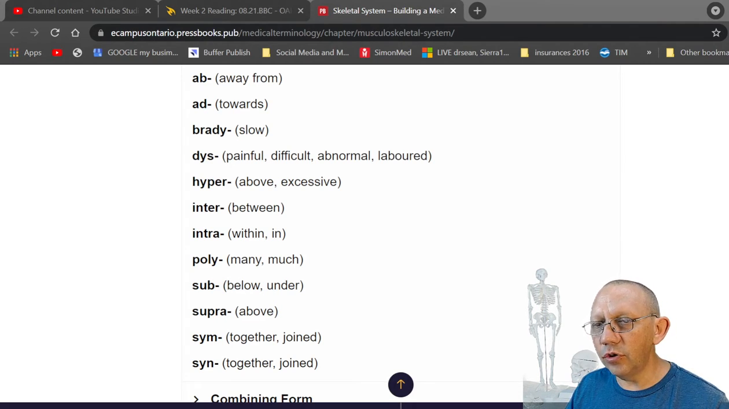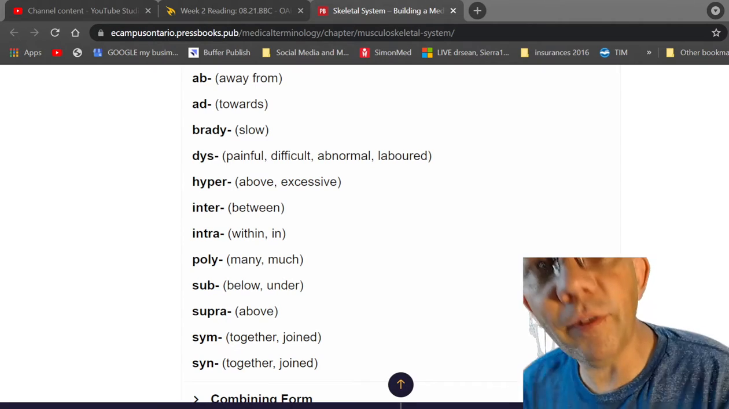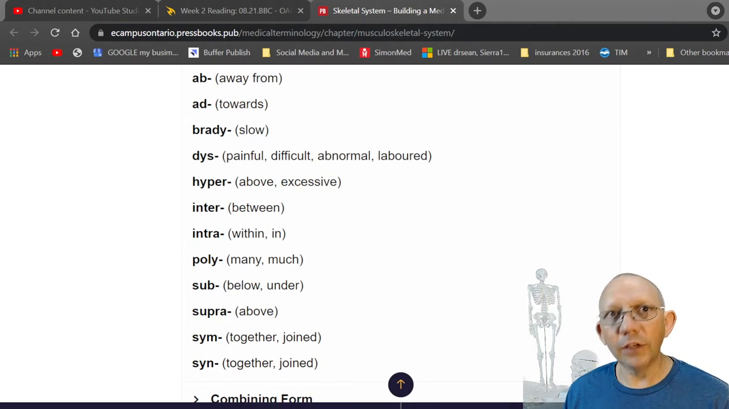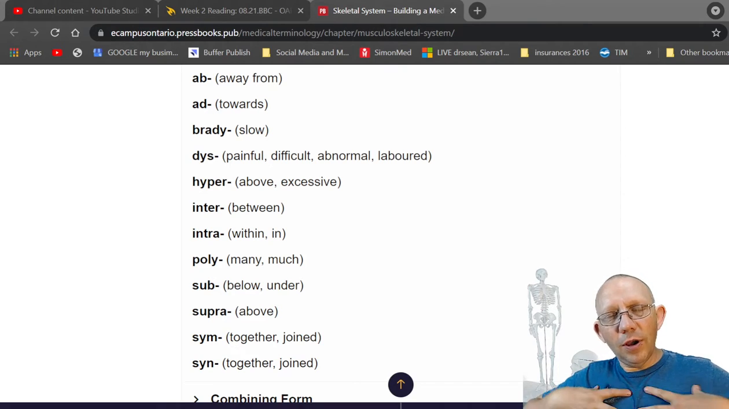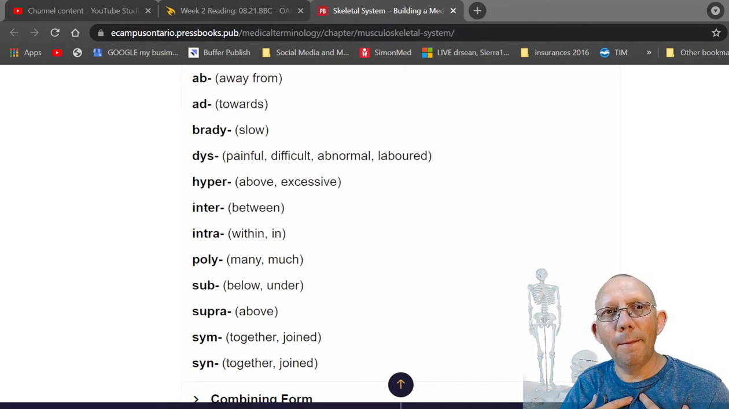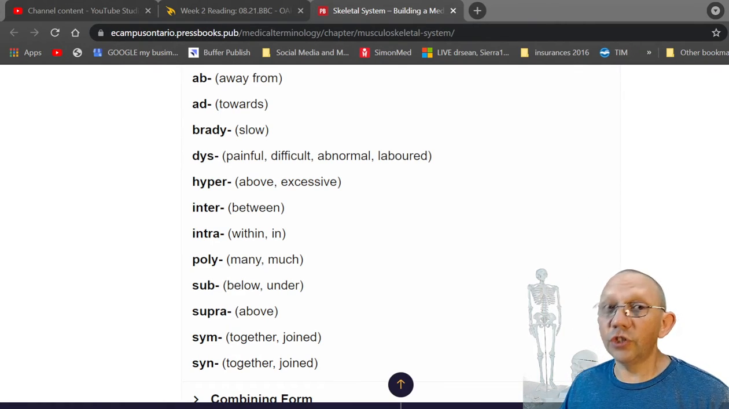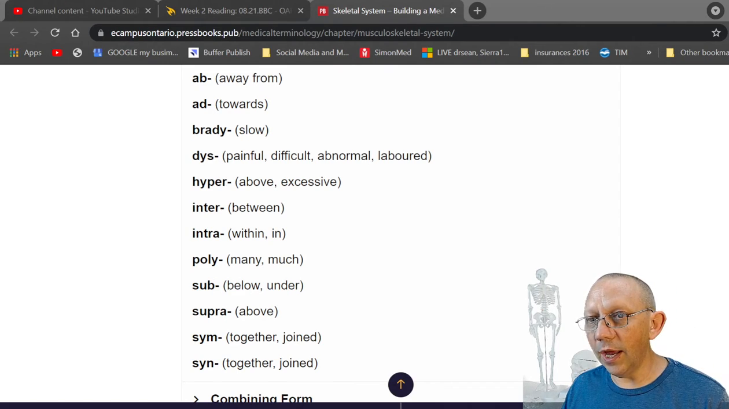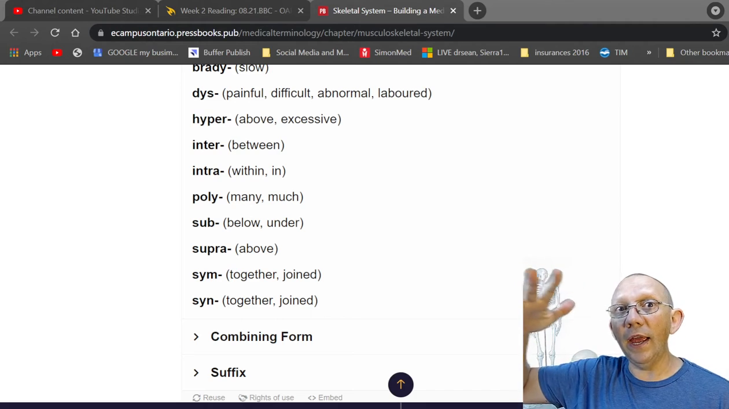Dys has to do with not being able to do something. Dys is painful. So dyspnea, going back to pneuma, as in pneumonia. Dyspnea means difficult or painful breathing. Dystrophic, difficult growth. Hyper is above, like hypertrophy, more growth.